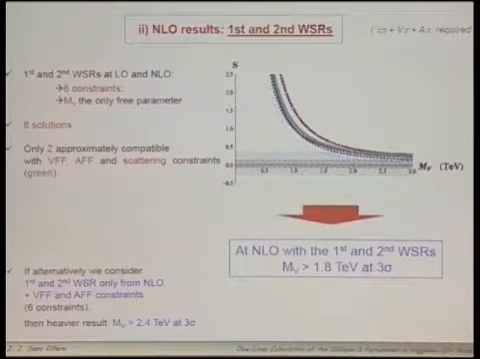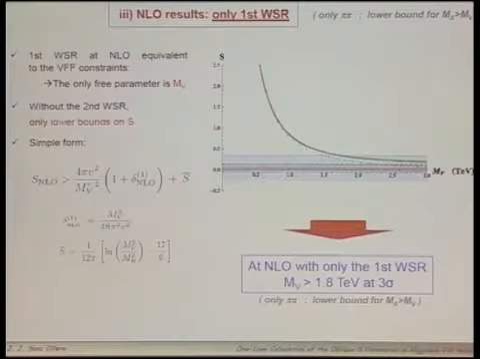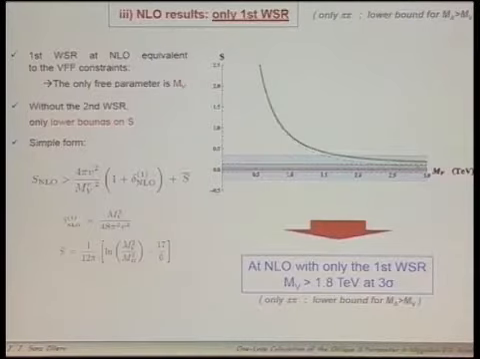If you use alternative sets of constraints from the first and second Weinberg sum rules and the vector form factor and axial form factor constraints, you get an even more stringent bound. But if you keep the least stringent constraint, the most you can do is to reach your lower bound for MV up to 1.8 TeV at 3 sigma. If you remove the second Weinberg sum rule, now you can fulfill the Weinberg sum rule with only the pi, and in the case that MA is larger than MV, you can extract a lower bound, and in this case the expression is extremely simple. You can very clearly see the structure of the corrections, and again the bound is the same as before.